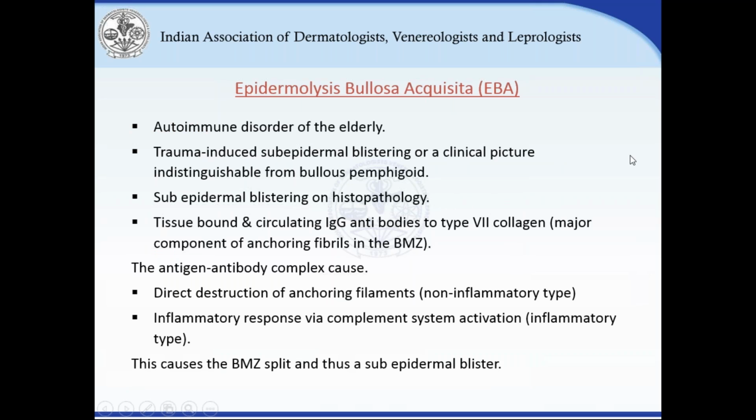Epidermolysis bullosa acquisita. From the name itself, you remember epidermolysis bullosa, right? The antibodies have to form against somewhere. In all the epidermolysis bullosa, the antibodies were forming against something that has to do with the basement membrane zone. Here also the antibody is forming against something to do with the basement membrane zone, that is type 7 collagen. It is found in the anchoring fibrils, right?